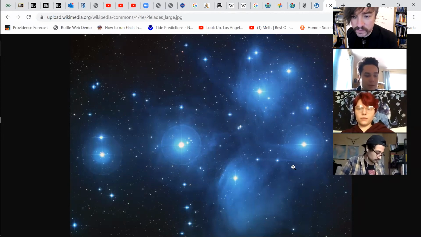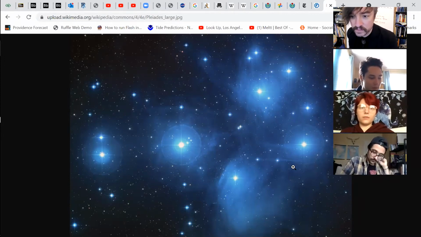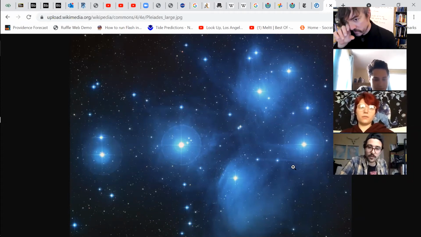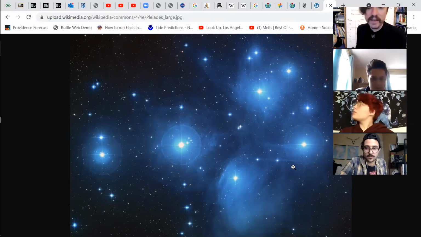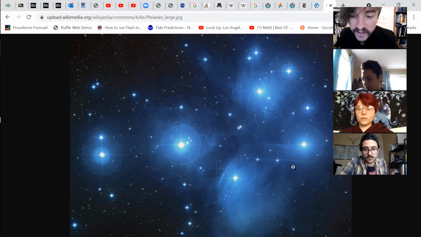Oh, you meant the small clusters with blue and shiny stars versus the big clusters with old red stars? Yes, open clusters, that's right. It's called an open cluster. And this is something kind of cool.